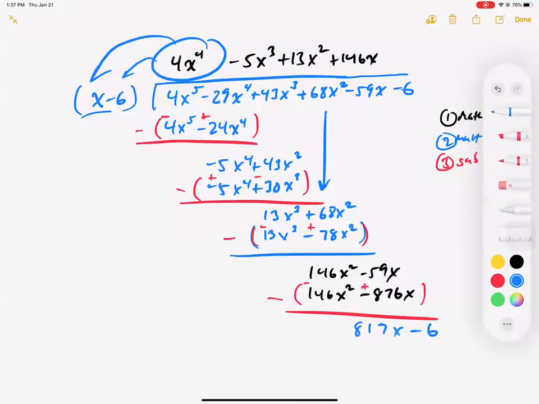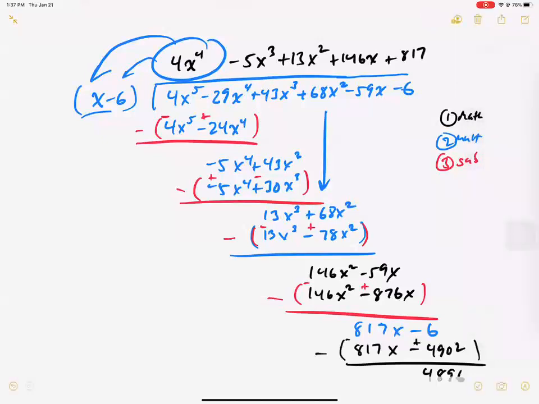To match, we need 817, so that's a regular 817, so plus 817. When I multiply it down, it's going to be 817x minus, I'm going to multiply that by 6, 4,902. And your sign, negative and positive. We're going to minus this by 6, and we end up with 4896.